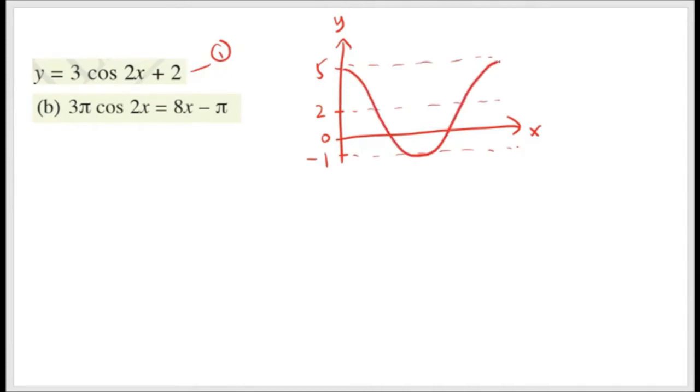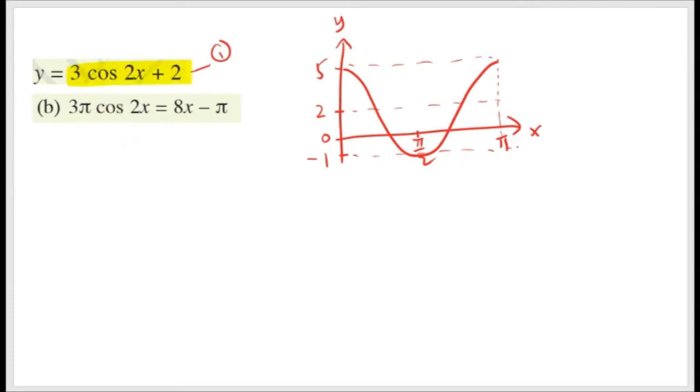Like this, right? Here to here, pi radian. Here to here, pi over 2. Okay? So now B, same thing. We want to change into the form of 3 cos 2x plus 2.